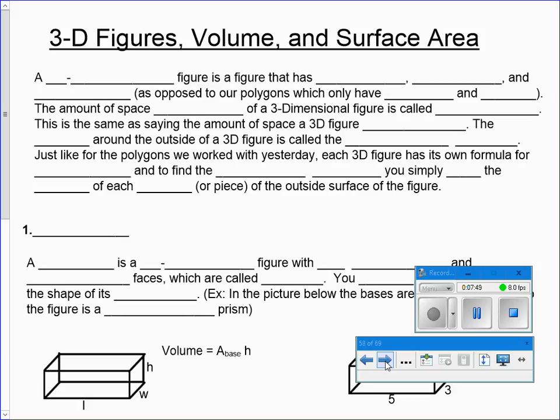So polygons and circles are two-dimensional figures. We're going to work with three-dimensional figures in this set of notes. Three-dimensional figures have three different dimensions: length, width, and height. So not just length and width, but length, width, and depth. Polygons only have length and width.